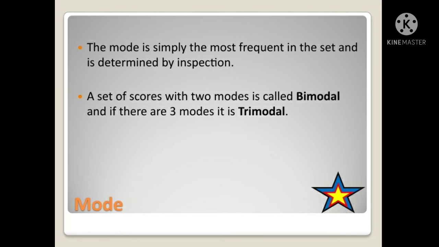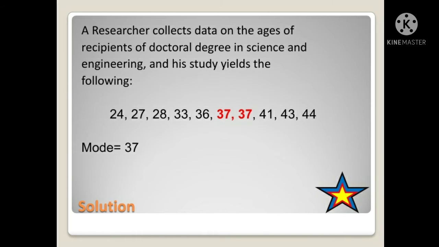Next is the mode. The mode is simply the most frequent value in the set and is determined by inspection. A set of scores with two modes is called bimodal, and if there are three modes, it is trimodal. To determine the mode, we only find the repeating number, which is 37. So the mode is 37.